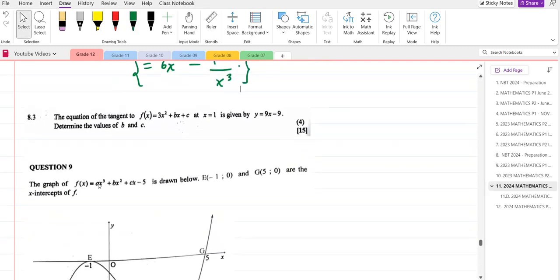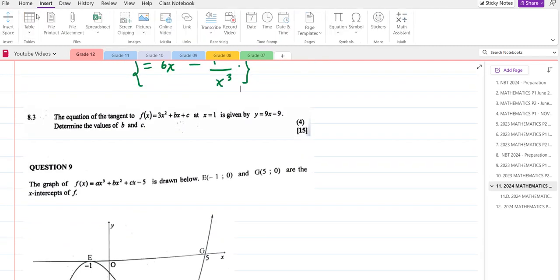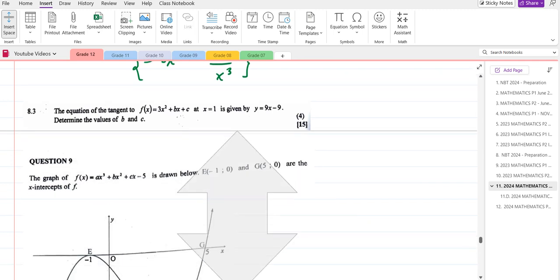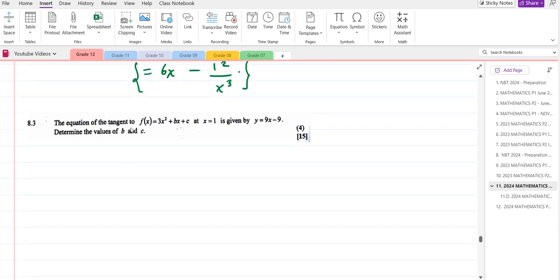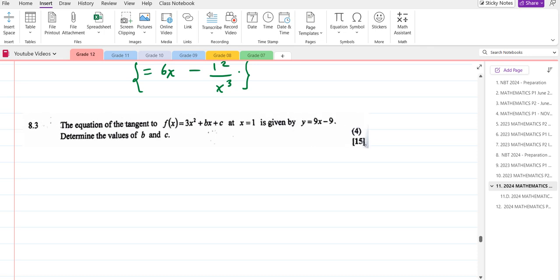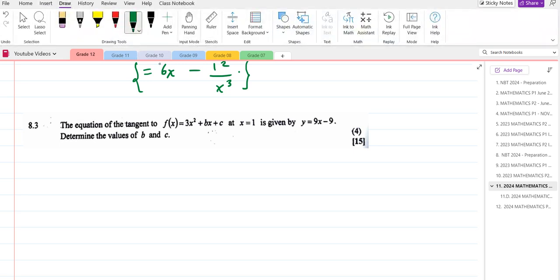Next question, 8.3. Determine the equation of the tangent to f. The equation of the tangent to f at x equals 1 is given by y equals 9x minus 9. Very important again to keep on doing the same thing. We find f prime x. f prime x will give you the gradient function, which is 3x squared, which is 6x plus b. 2 times 3 is 6, take away 1 from the power, 6x plus b.